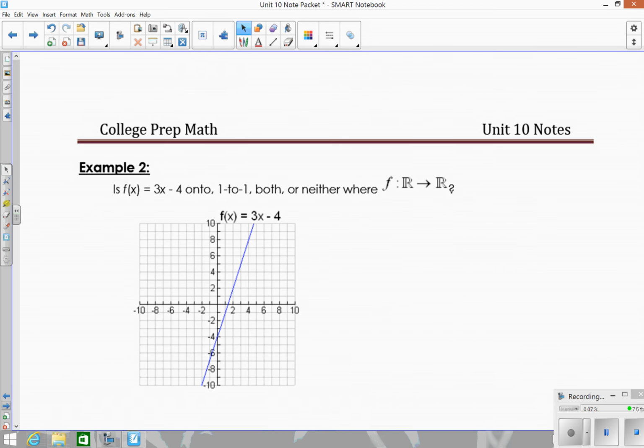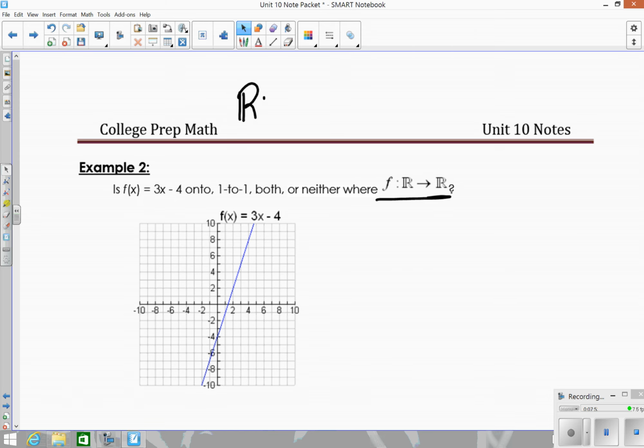So then the next example here, we're going to take a look at, well, what does this look like on a graph? So functions on a graph, how do we determine if they're onto, 1 to 1, both, or neither? So here we have this function f of x equals 3x minus 4, so it's just an equation of a line. And if you notice this notation here, let's talk about that for a minute.